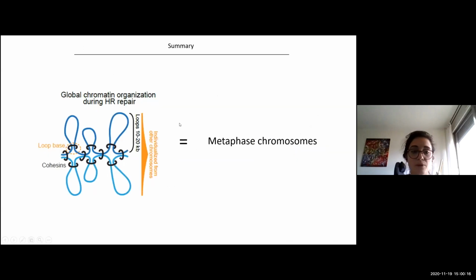So we conclude that homologous recombination globally takes place in the context of metaphase chromosomes and not in the context of featureless chromosome organization, which may somehow change our perception of how homology search is regulated.